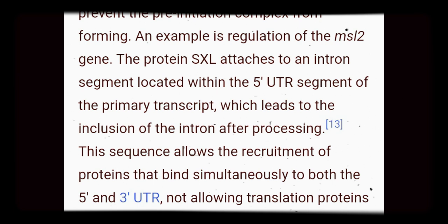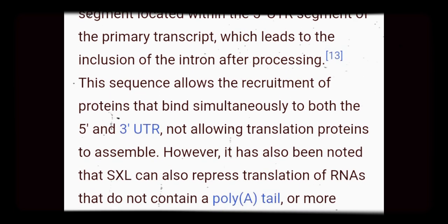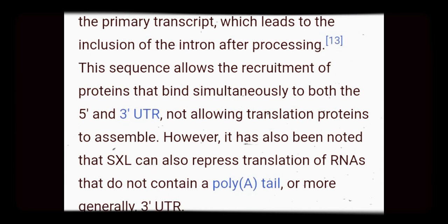This sequence allows the recruitment of the proteins that will bind simultaneously to the 5' UTR as well as to the 3' UTR, not allowing the translation process to assemble also. However, it has also been noted that SXL can also repress the translation of RNA that does not contain a poly A tail, or more generally the 3' UTR.